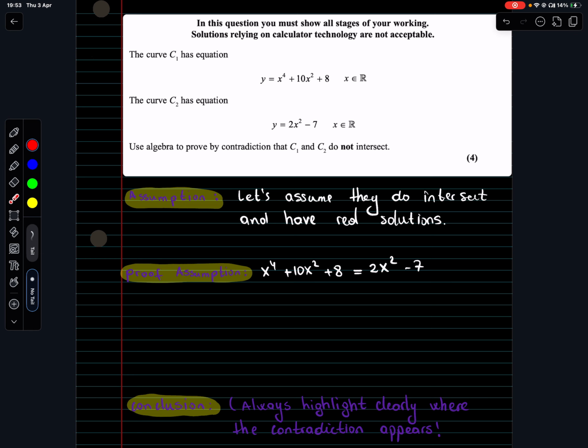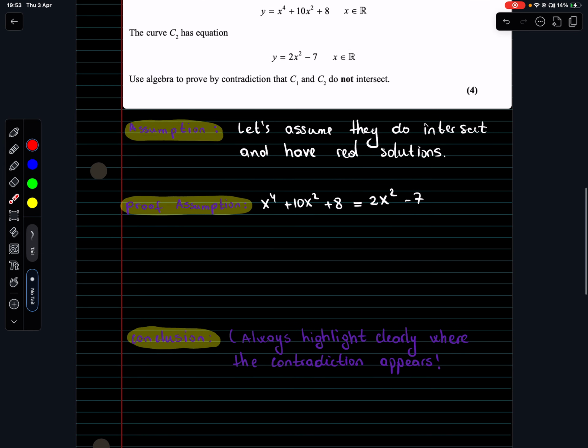Okay, so we're expecting that's going to give us a solution. This is the second step, proving the assumption. So we have 3 steps here: assume, proof of the assumption, and then there will be a contradiction to what we are assuming here, and we need to write the conclusion for this. But always remember to write where that contradiction appears. That's very important for you to get full marks.